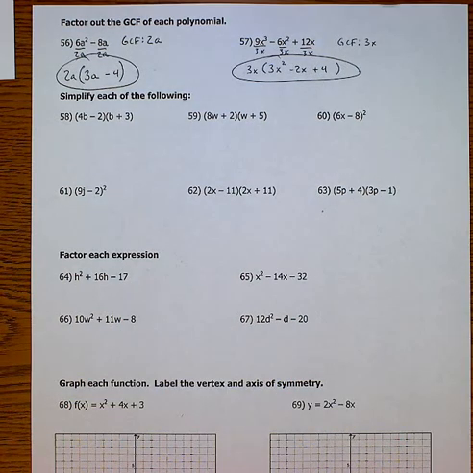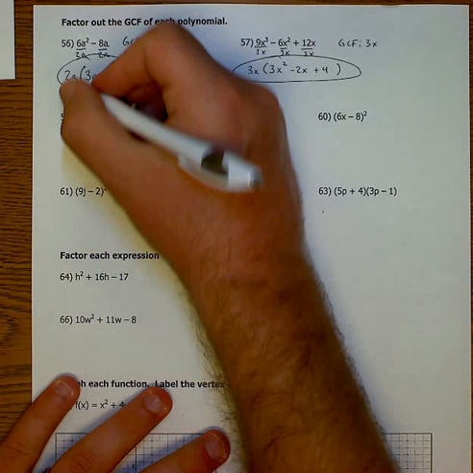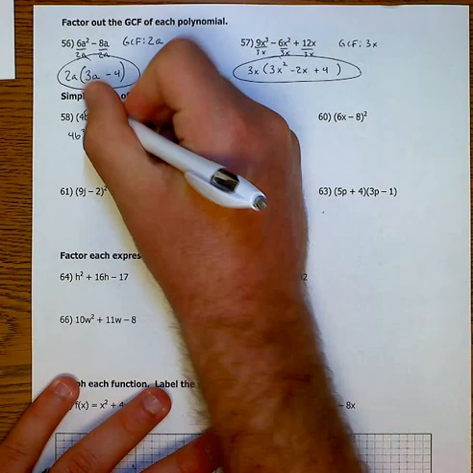58 through 63 is all foiling. Now if you do the box method, go ahead and do the box method. I'm going to do foiling for all of these. You're probably going to get sick of them, but I'm going to go ahead and go through them. So here we go. 4b times b is 4b squared. 4b times 3 is 12b.